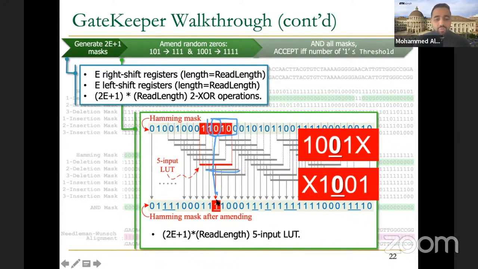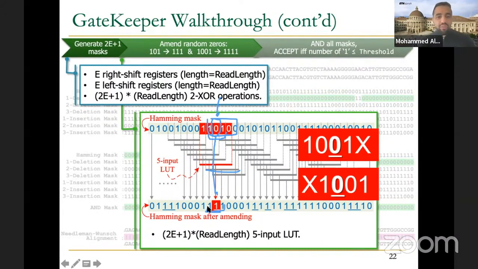Every output of this lookup table corresponds to the change we need to apply to the bit in the middle. So if we find the pattern 1, 0, 1, then the bit in the middle, which is 0, needs to be replaced with 1. That's why we produce 1 here, and this is how you get 1, 1, 1 in the output.